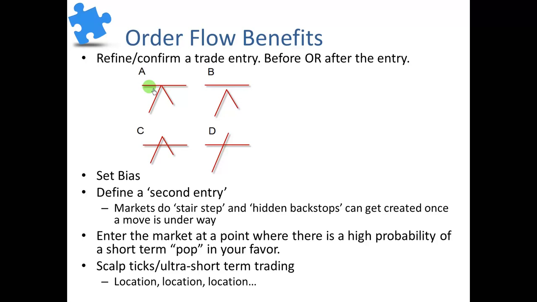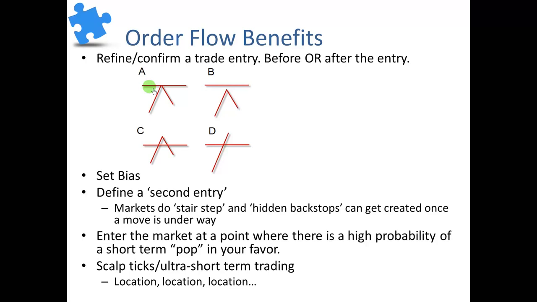You can also use order flow to set a bias, and that's very simple. When the flow is biased upside, you only take long signals, and when the flow is biased downside, you only take short signals. I'll show you how I do that later on.